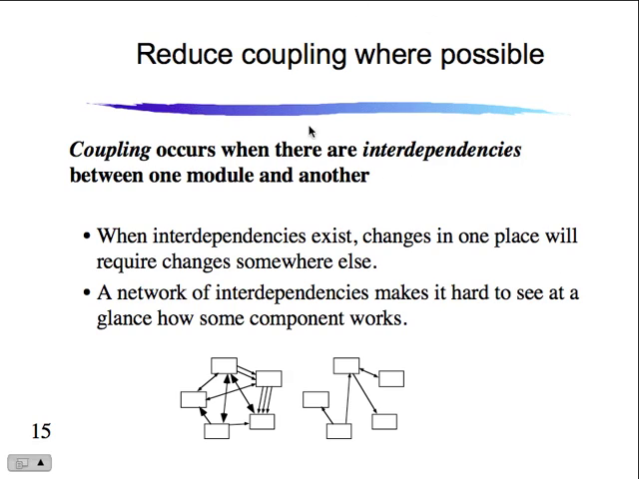And then we want to reduce the coupling. So we increase the level of cohesion and we reduce the coupling. Reduced coupling means we have reduced the number of interdependencies between the modules. Coupling occurs when there are interdependencies between one module and another, which is the number of interfaces that we have. In fact, the picture here tells 1,000 words. So this is really bad, and this is really good.